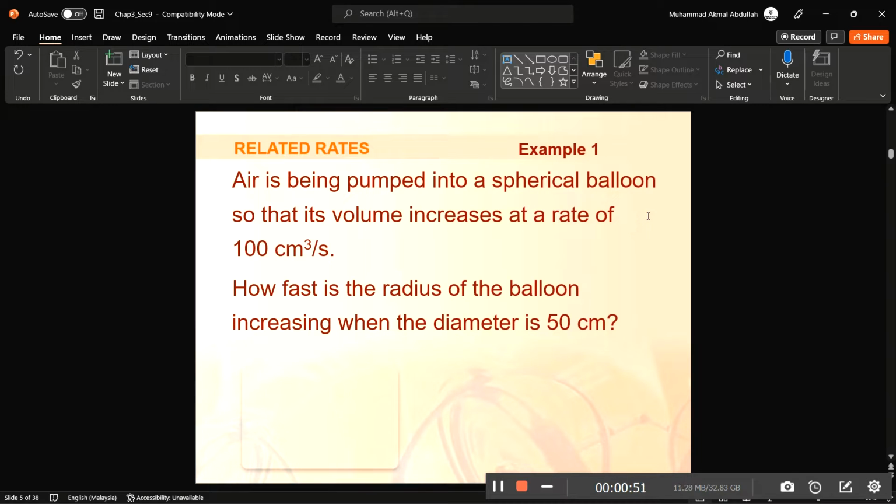Then we go to the first example. For the first example, air is being pumped into a spherical balloon so that its volume increases at a rate of 100 cm cube per second. So how fast is the radius of the balloon increasing when the diameter is 50 centimeter?